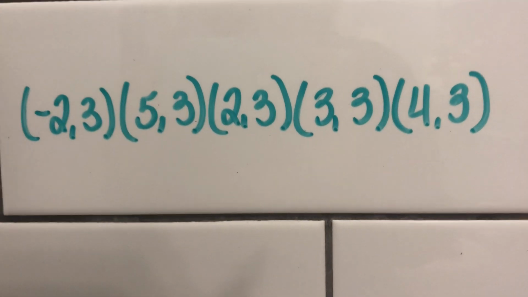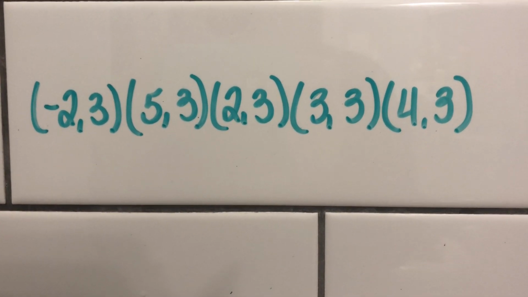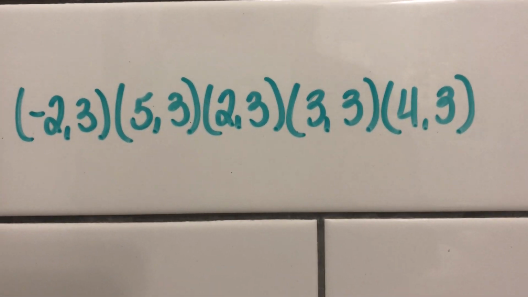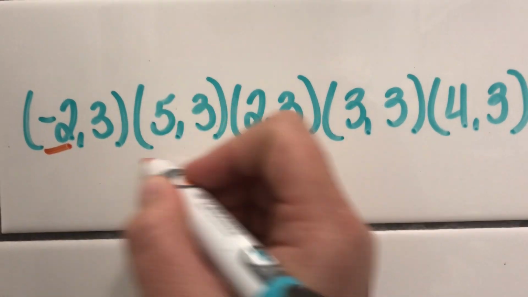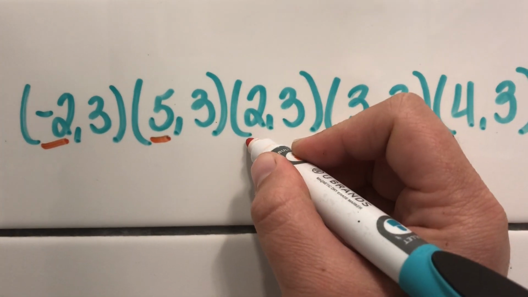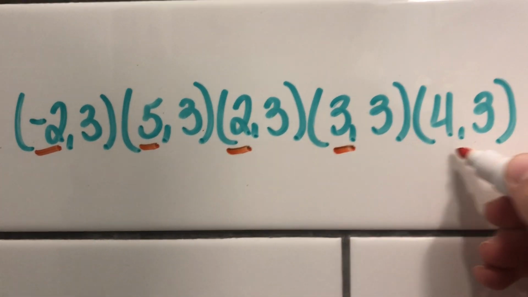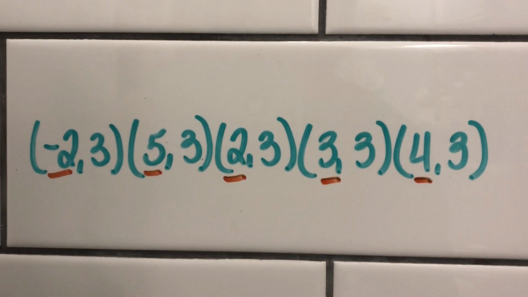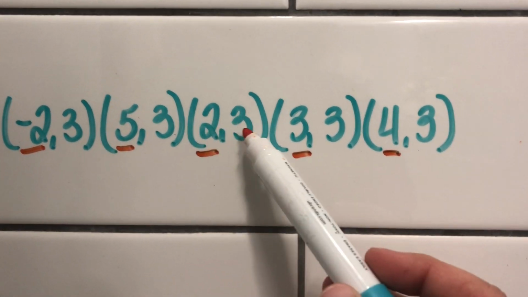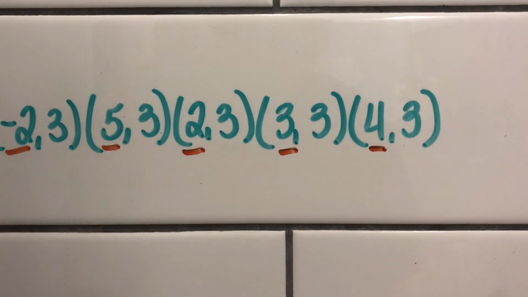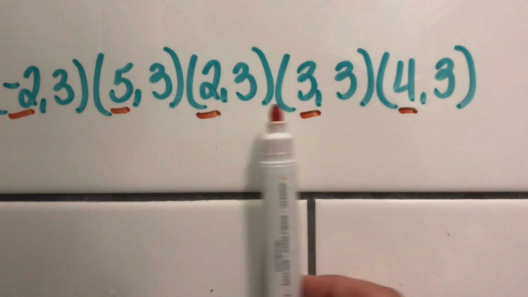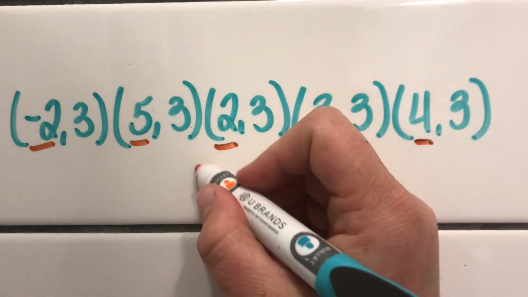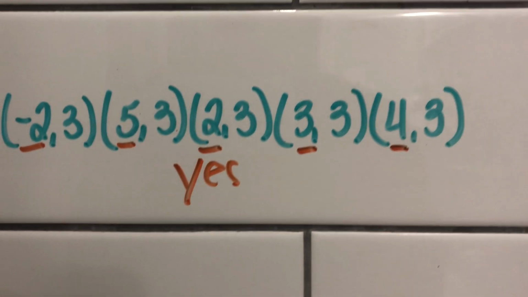For this next one, you may be saying there's a lot of 3's here, which there are, but remember I'm only looking at the x values. So I have -2, 5, 2, 3, and 4. Even though the y values repeat over and over and over again, I don't care about that. I do see already that there's no repeat x's, no repeat x values. So yes, this is a function.